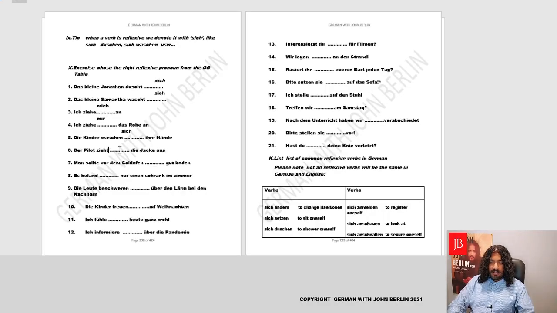Der Pilot zieht dash die Jacke an, die Jacke aus. Sorry, ausziehen is to undress. So the pilot undresses what? Die Jacke. So always ask what. If it's the person, you say accusative. If it's a thing, you say dative. It's a thing, so you say dative. That means the pilot undresses for himself the jacket. So for himself would be again sich. Dativ sich.